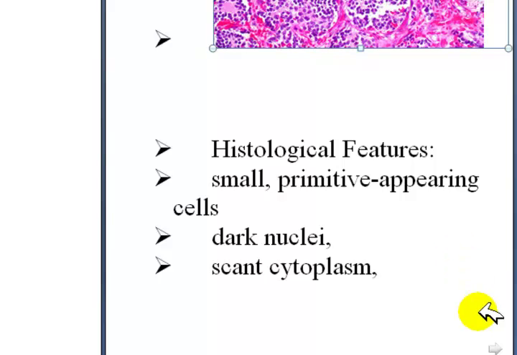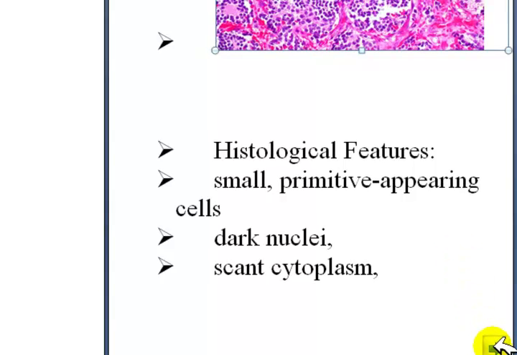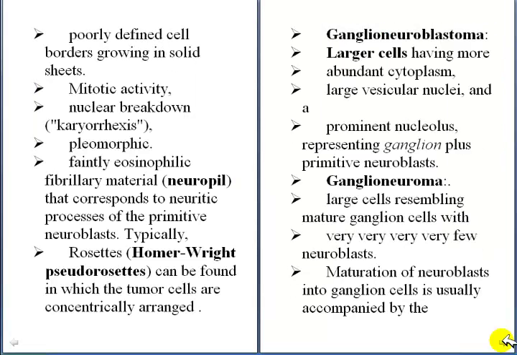And what else? The cells have poorly defined cell borders and are growing in solid sheets. You would see mitotic activity, you would see nuclear breakdown, which is called karyorrhexis, you would see pleomorphism, and you would see faintly eosinophilic fibrillar material, which is called neuropil, and that corresponds to neuritic processes of the primitive neuroblast. And you would also see the rosettes, which I already told you what they are. They are also called Homer-Wright pseudorosettes, in which the tumor cells are concentrically arranged. You see, they are concentrically arranged.